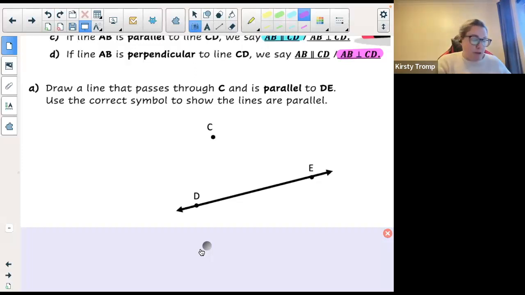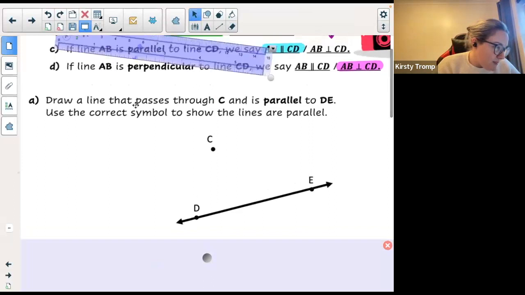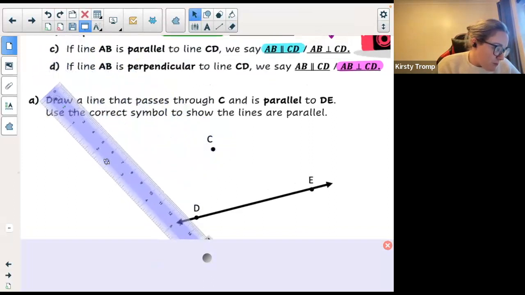While you're busy drawing, I'm going to go pull out my ruler, because I need a ruler, we know that. Let's grab my ruler. All right, I'm going to bring my ruler down.